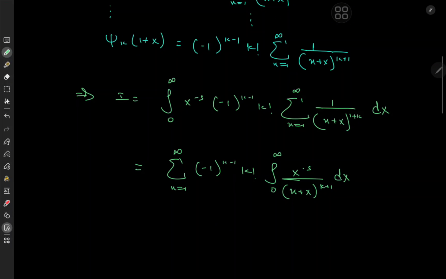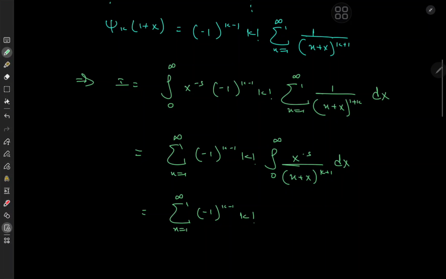And this is quite nice because I can invoke a transformation, or I could first factor out the n term, so that we have the sum over n from 1 to infinity of negative 1 to the k minus 1 times k factorial, which, mind you, is independent of the index variable as well, so I could just take it outside the summation operator in the next step. And we have the integral from 0 to infinity. I'll factor out n here so that we have n to the 1 plus k, I believe. Yes, indeed. And we have x to the minus s dx over 1 plus x over n to the k plus 1.